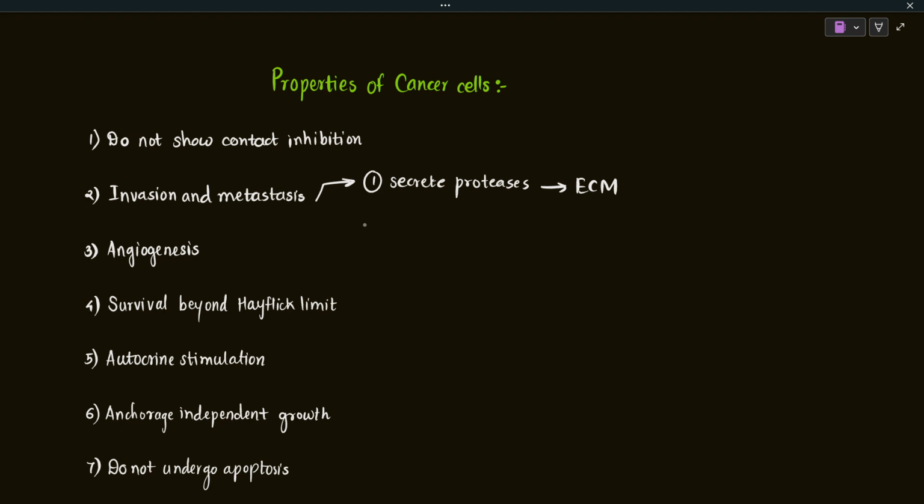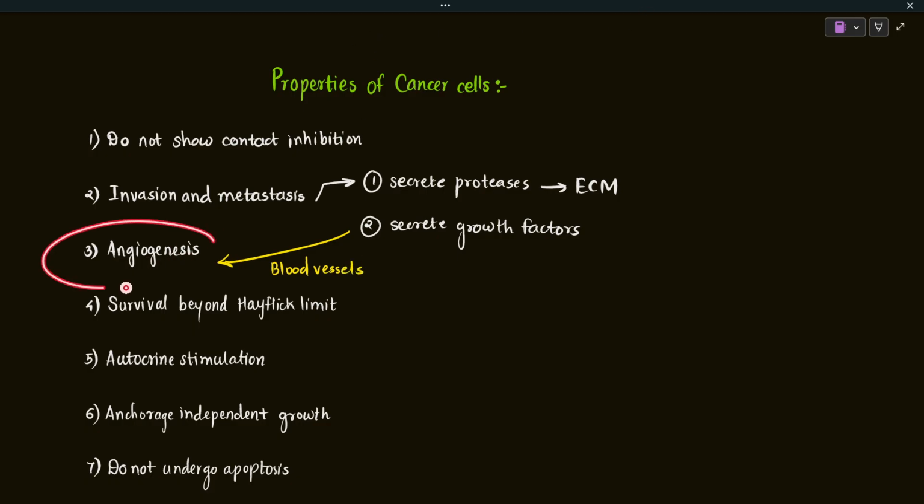The second thing that they secrete is certain growth factors. Those cancer cells can secrete certain growth factors, which result in the formation of new blood vessels, which we refer to as angiogenesis. So the secretion of growth factors leads to the formation of blood vessels, which is known as angiogenesis.